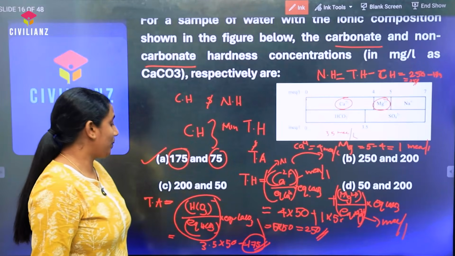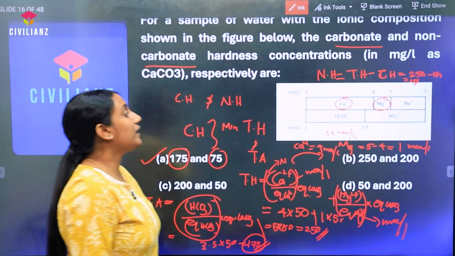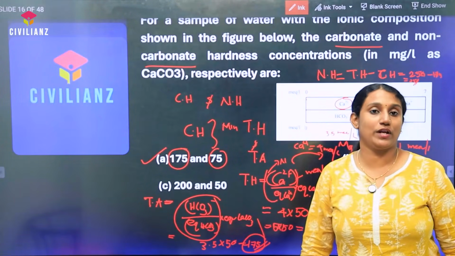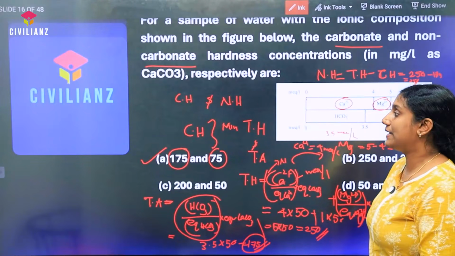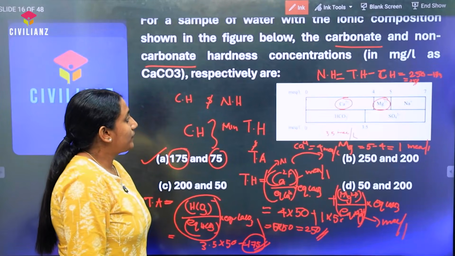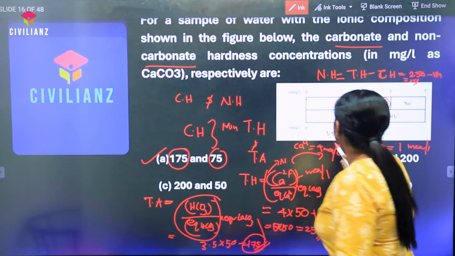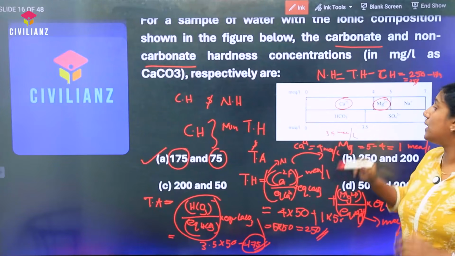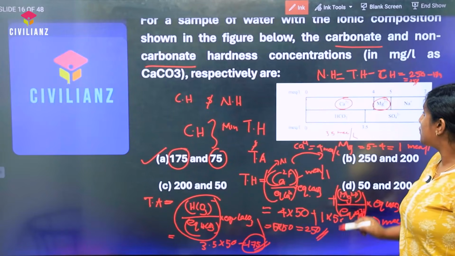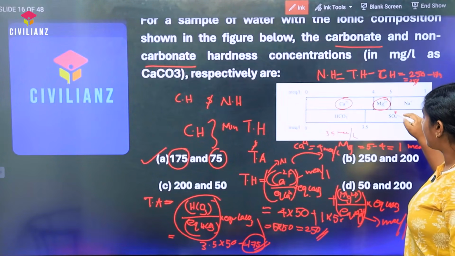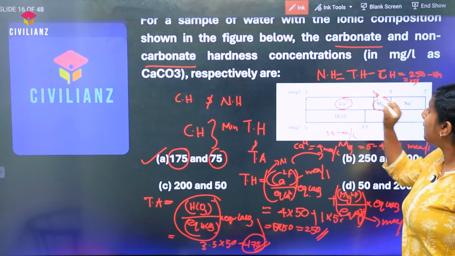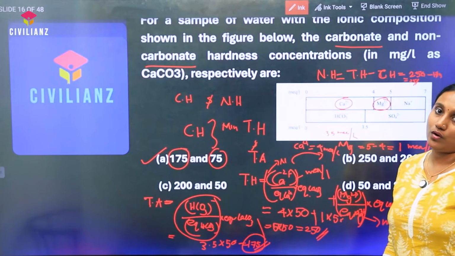Option A. Very simple question. In this question, you should focus only on this unit, milliequivalent per liter. Also, you should consider the values 0 to 4 as Ca2+, and 0 to 5 as Ca2+ plus Mg2+. You should not consider the Mg2+ value to be 5, that is not correct. The Mg2+ value is 5 minus 4 equals 1.